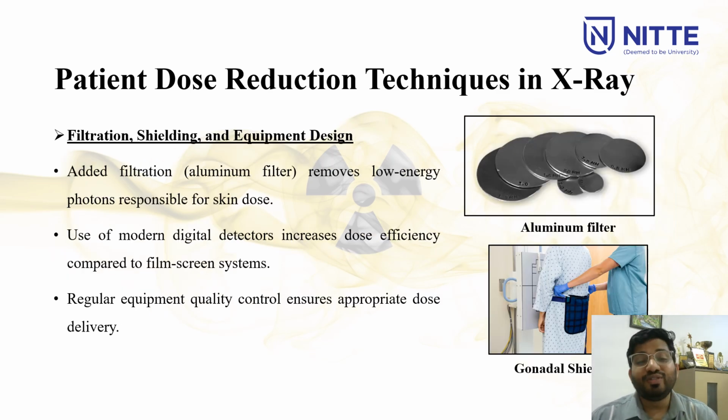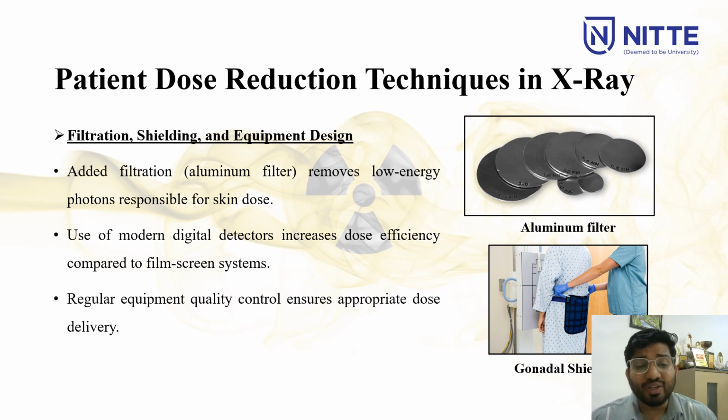The other patient dose reduction techniques involve filtration, shielding, and equipment design. Filtration: we know that added filtration, aluminum filters, removes low energy photons, which are particularly responsible for excessive skin dose. Also, use of modern digital detectors increases dose efficiency compared to film screen systems. Modern detectors have higher absorption and capture efficiency, and can significantly reduce the radiation dose when compared with the conventional film screen system.